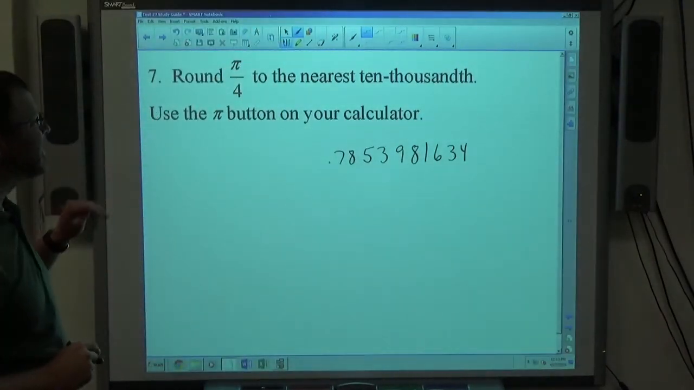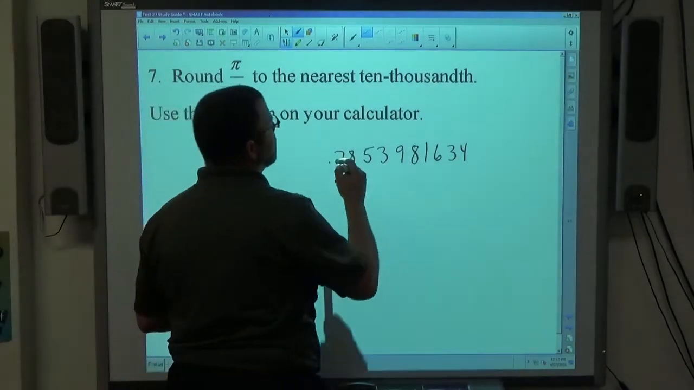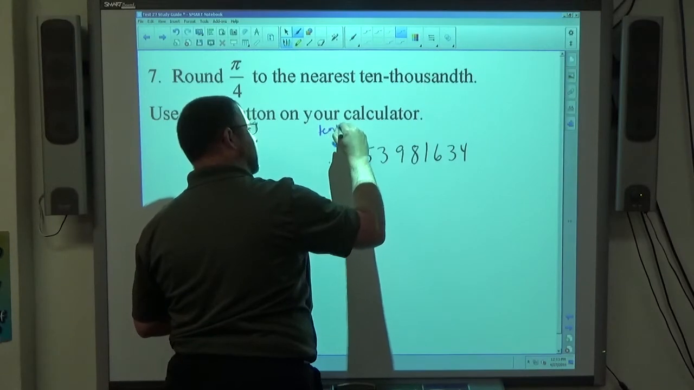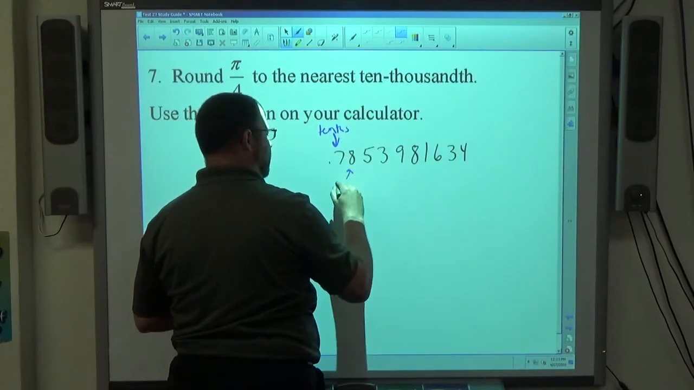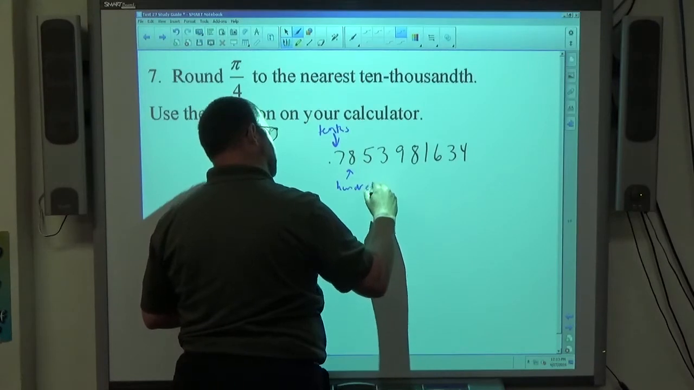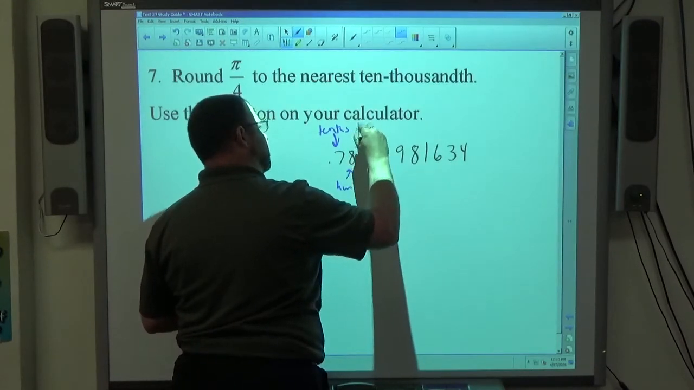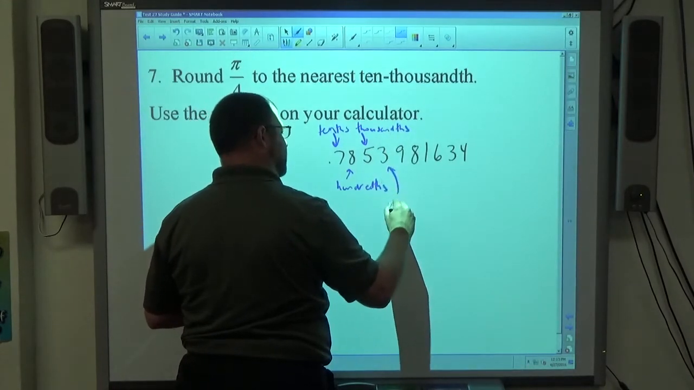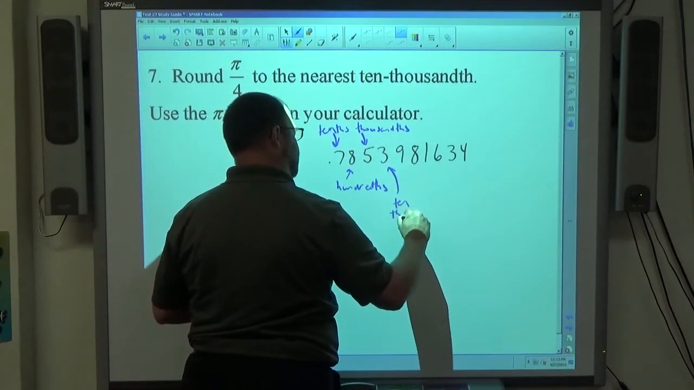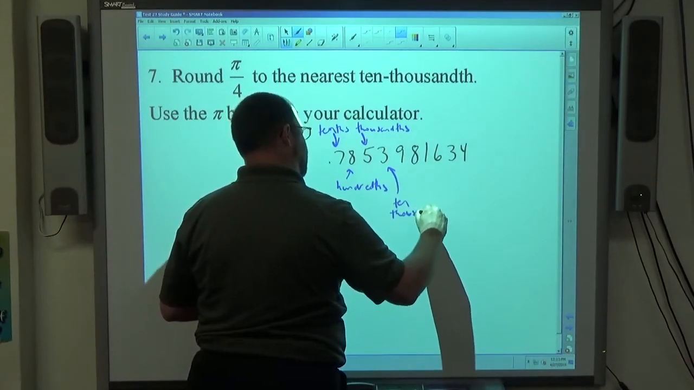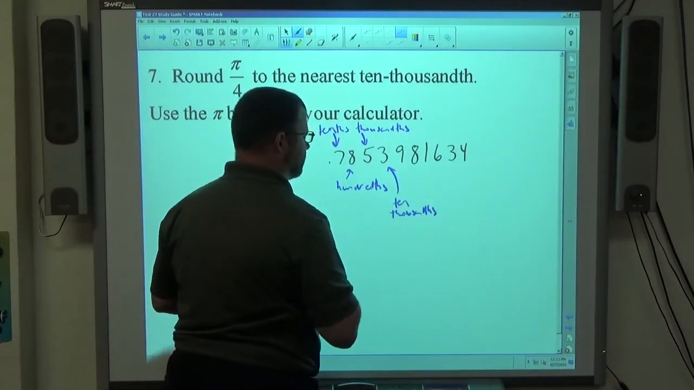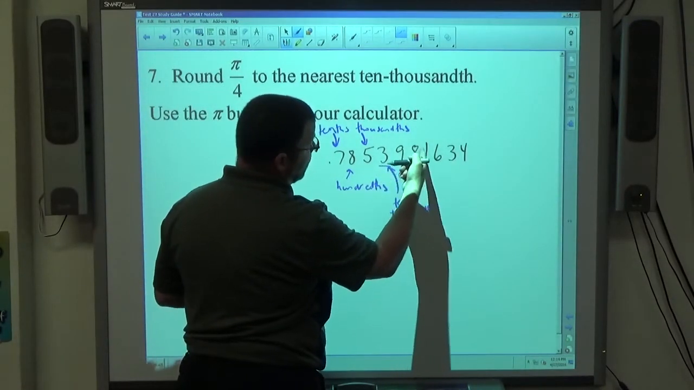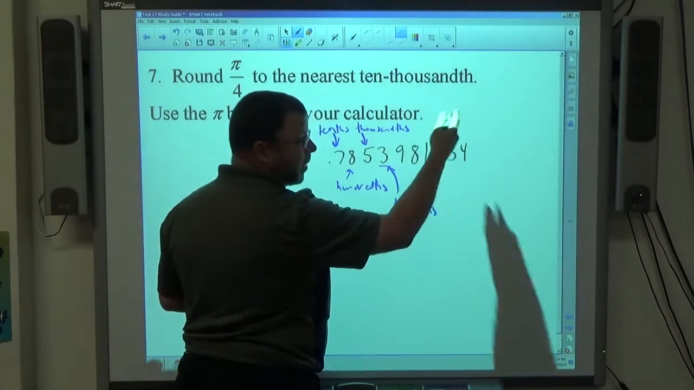And then it says to the nearest 10,000th. Some of you guys are not counting your decimal places correctly, so let's just look at this. This is the tenths place. Then we got the hundredths. Then we got the thousandths. Then we have the 10,000ths. Okay, and that's what we're looking for, the 10,000ths. 100,000ths, millionths, 10 millionths, 100 millionths, billions, 10 billions, 100 billions, and so on.